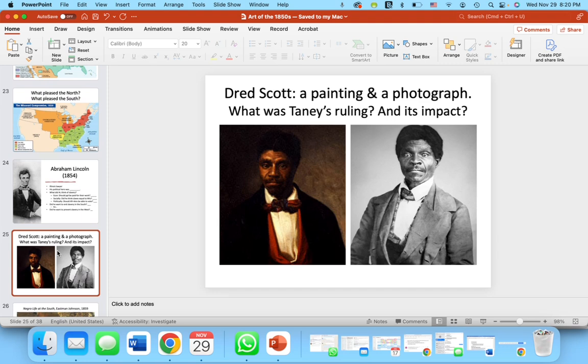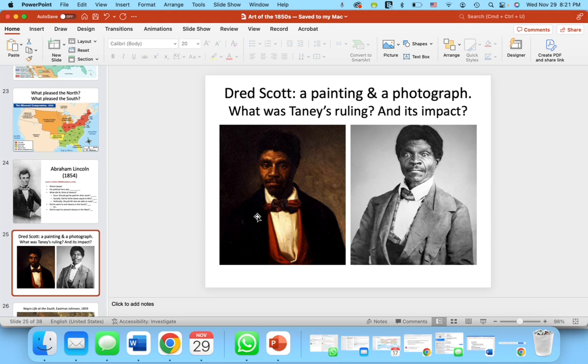1857, you get the Dred Scott ruling. So Dred Scott was an enslaved person owned by his master up north, I think in Wisconsin and Illinois. And he sued and he said, there's no slavery up there. I should be free. And the Supreme Court gave this horrible, horrible ruling where the Chief Justice, Roger Taney, said African Americans are not citizens, therefore they cannot sue.